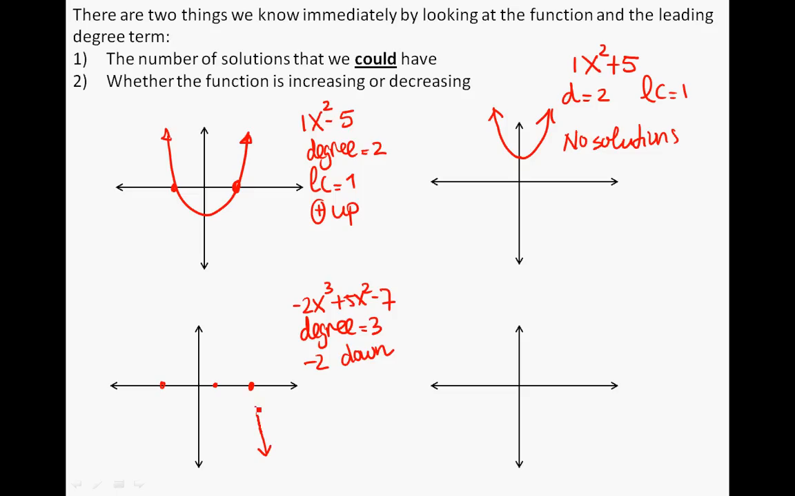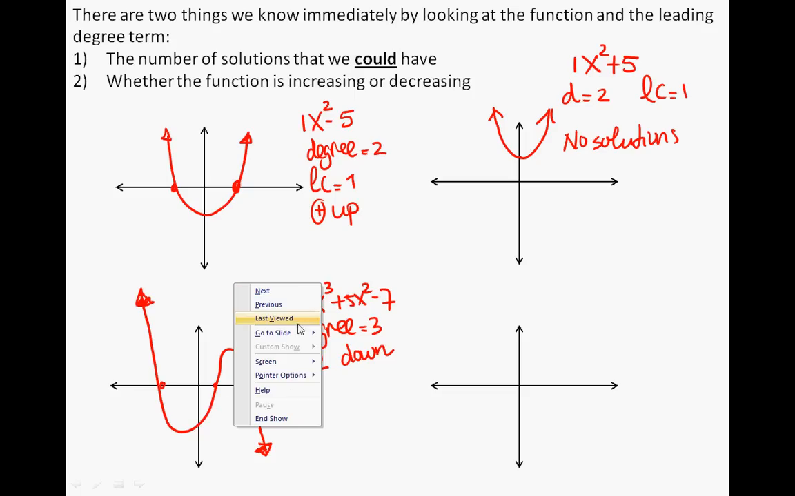So if you backtrack, it has to cross there. It's smooth and continuous, so it's got to curl back at some point. So this is a reasonable guess at what the shape might look like. Now we may not get 3 solutions.